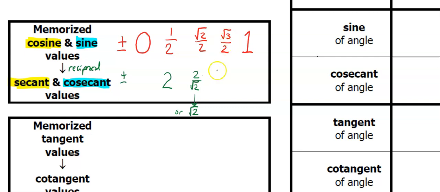This square root of 3 over 2, I can flip that upside down. 2 over square root of 3. If I rationalized it, then I get 2 square root of 3 over 3, but that's kind of a mess, so I'm not even going to bother with that. If I flip a 1 upside down, well, its reciprocal is still 1.